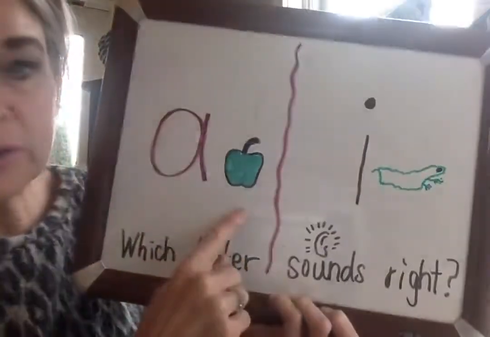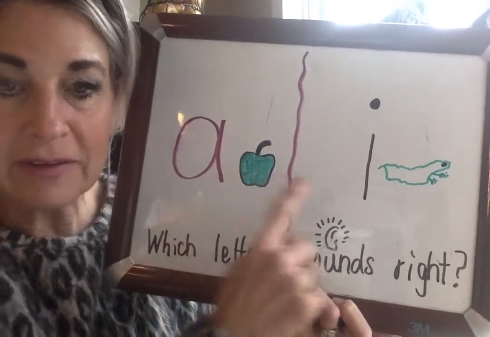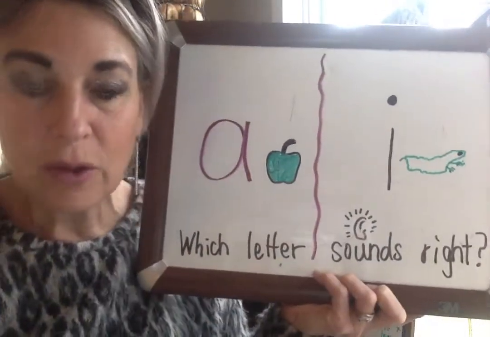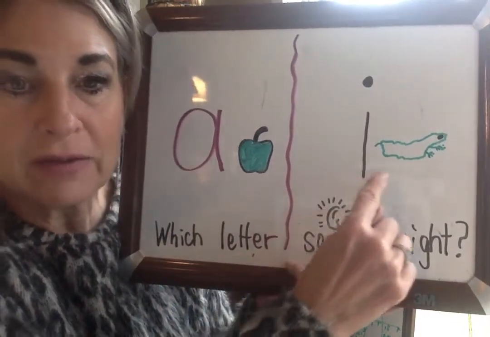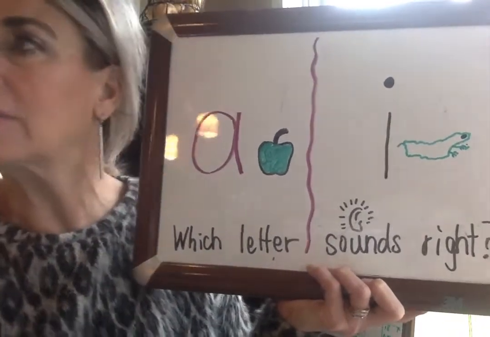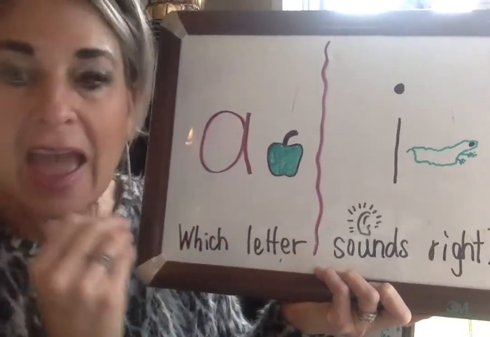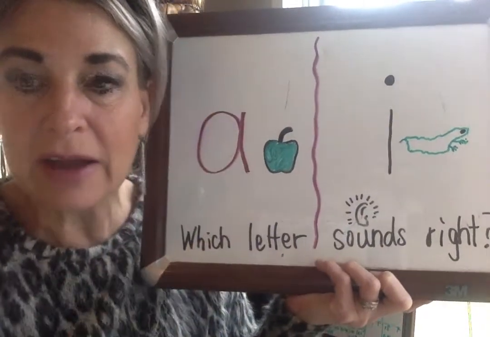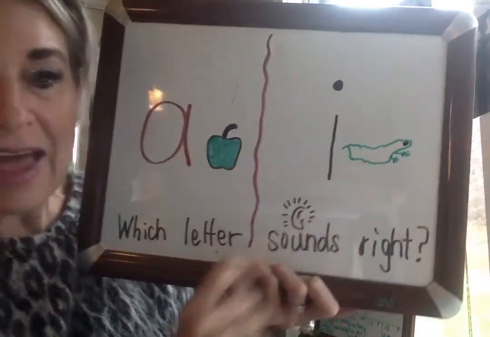So I drew a little picture, and I'm going to teach you again what the A sound is and the I sound is. We worked on sound boxes for the A. We're going to go into sound boxes for the I. But when we hear the A sound, it drags. Ah, ah. You try it. Everybody try it. Ah.